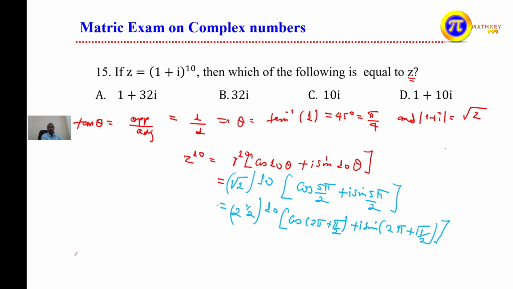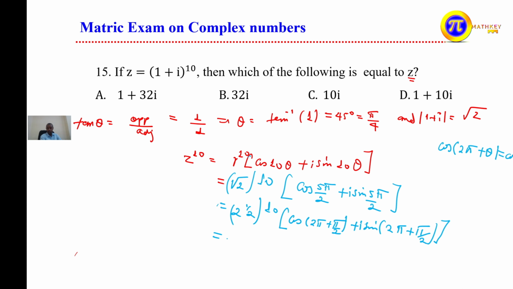You know that we are familiar with this. Cos of 2 pi plus theta is equal to cos theta. Cos 2 pi is 1, cos theta is cos theta. In case of sine, it becomes 0. Because of that, this becomes equal to cos theta. So cos of 2 pi plus pi over 2 means cos of 90 degrees.